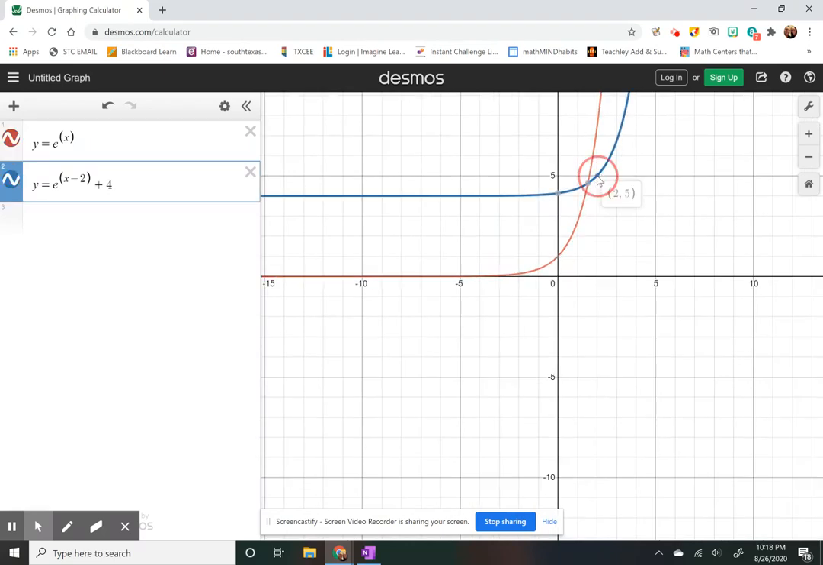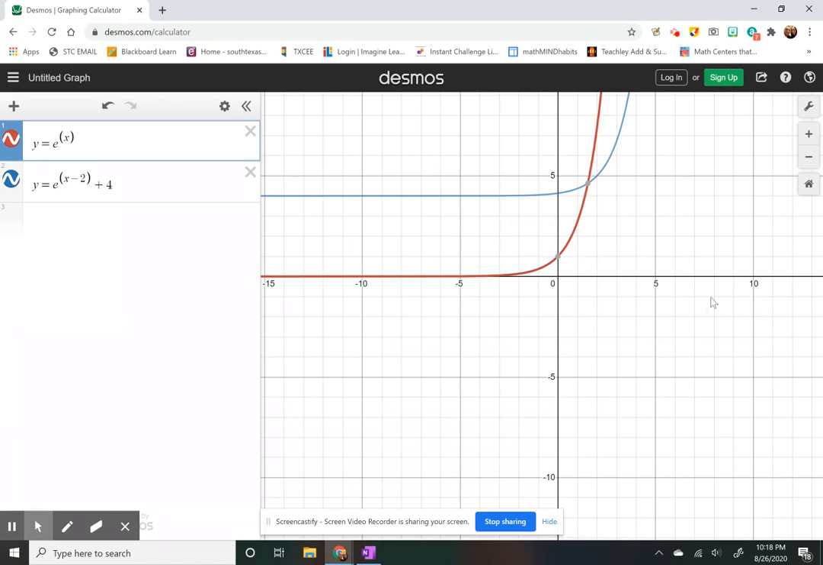So maybe this is a special point, 2, 5. Okay, so what do we notice? If we were just to look from here to here, what do we notice? We notice a 1, 2, 3. Maybe a little bit more. If we look at this, what do we notice?